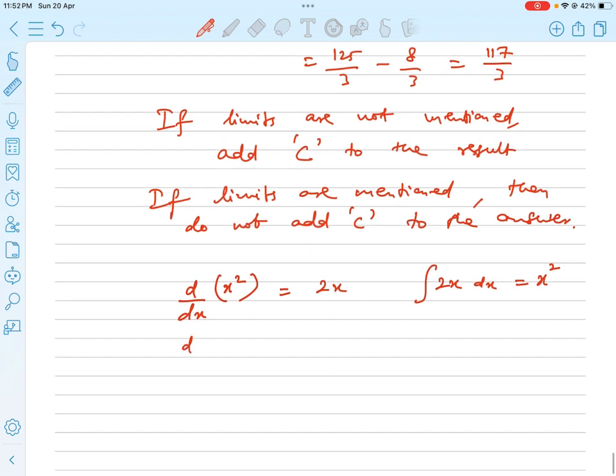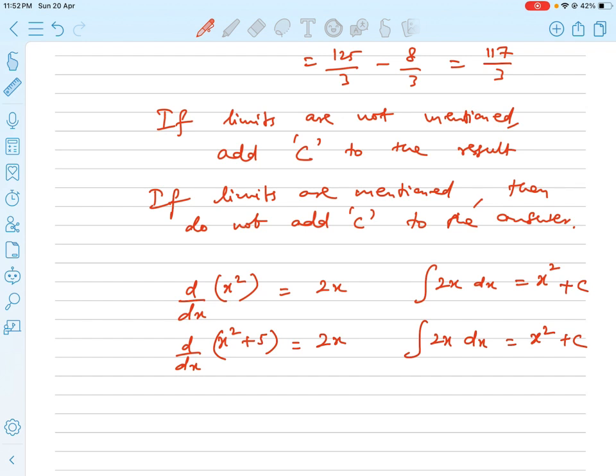Similarly, if I want to find out the derivative of x square plus 5, the answer would still be 2x, because the derivative of x square is 2x, and 5 being a constant, the derivative of 5 would be 0. So the answer is still going to be 2x. Now again, if I try to integrate 2x in this case, I will get x square but not x square plus 5. So to resolve this, what we do is we assume that there was a constant c in the result, right?